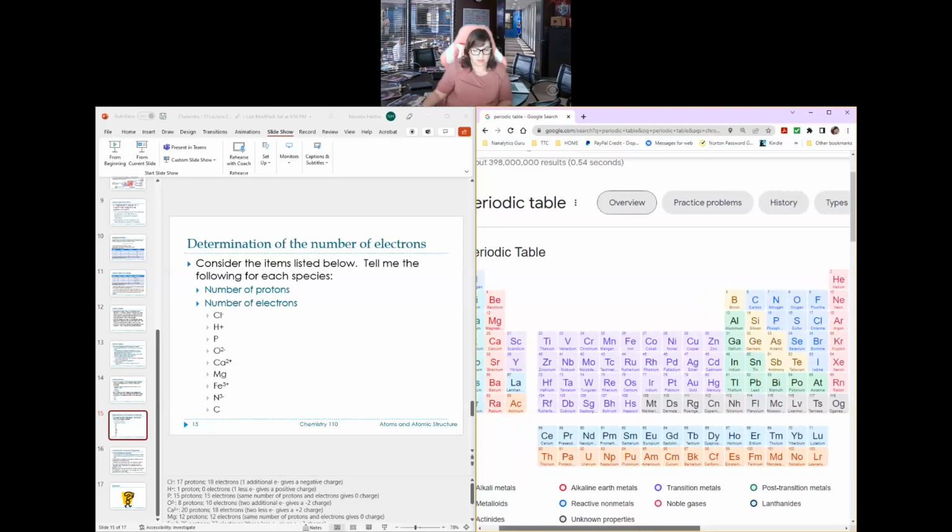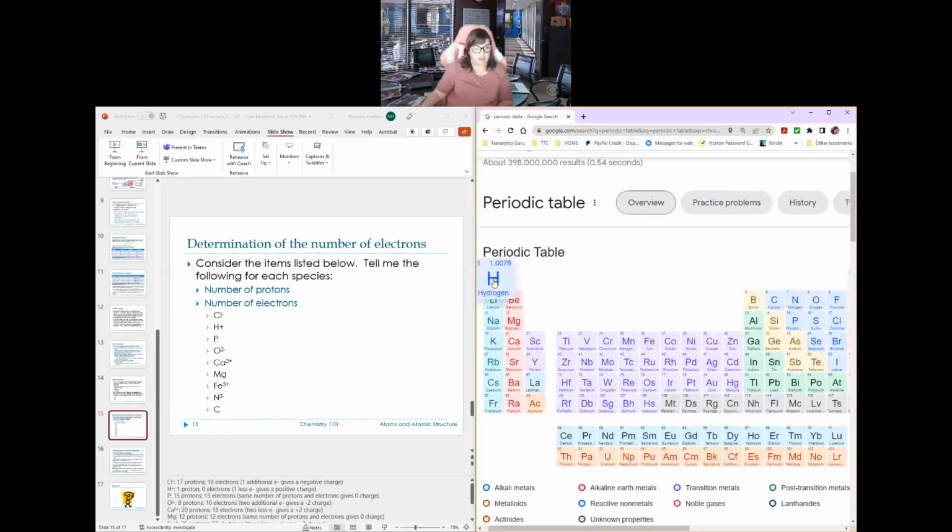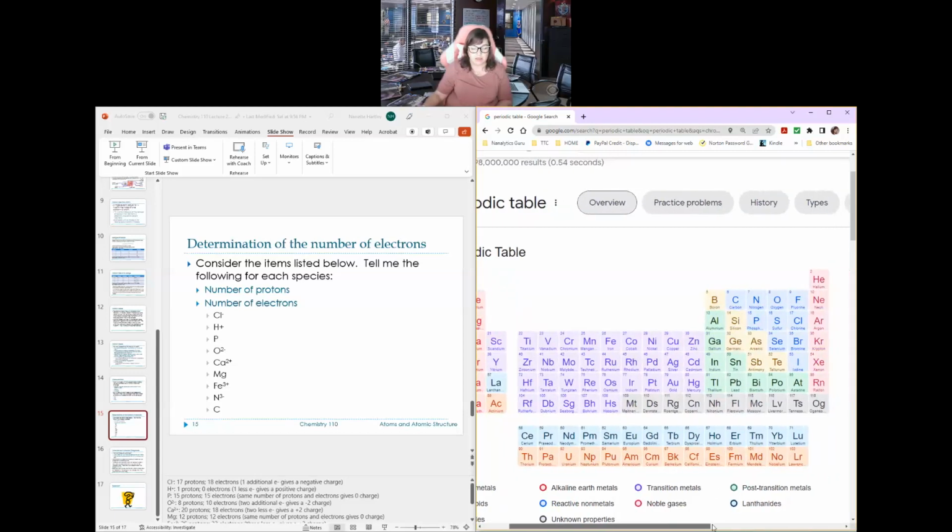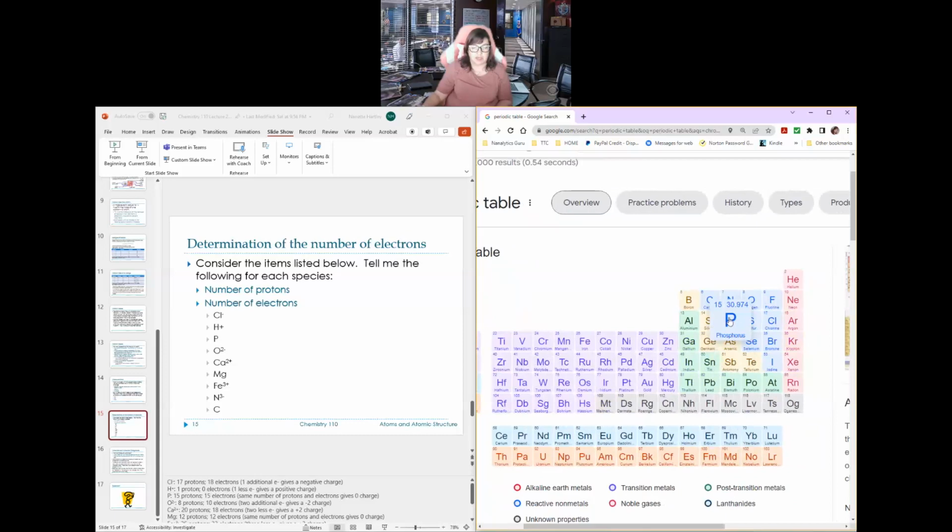H plus, H is over here, hydrogen, number 1. H plus means that I am deficient 1 electron. So even though hydrogen should have 1 proton and 1 electron, it's missing 1. It has 1 proton and nothing else. Okay, we talk about phosphorus, P. Phosphorus is number 15, so I should have 15 protons and 15 electrons. Since there's no charge, that's exactly what I have.